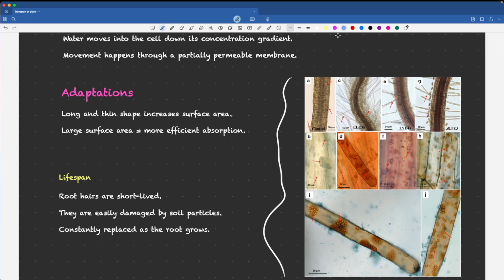Lifespan: root hair cells are short-lived, as they are easily damaged by soil particles. If a root is growing through hard soil, it might get damaged. It's very easy to get damaged, so they are constantly being replaced.